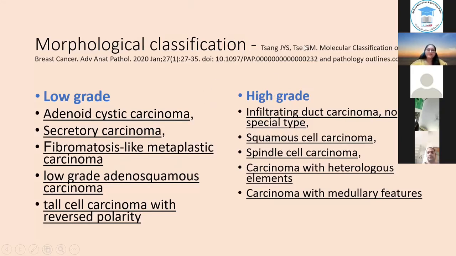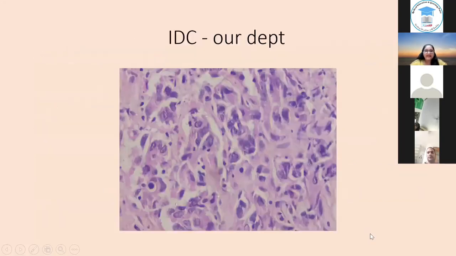But this is the study done by Sang et al. in 2020, and they found out which morphological types are low grade and which are high grade. So these are a few pictures of IDC, some morphological pictures I would like to show you of invasive duct carcinoma. This is grade 3. You can see these tumor cells have a high NC ratio. At some places, they have prominent nucleoli also.